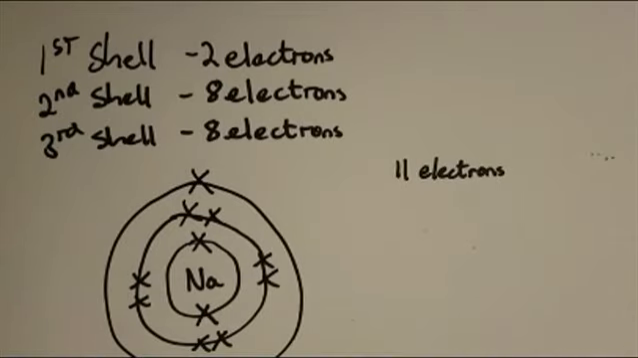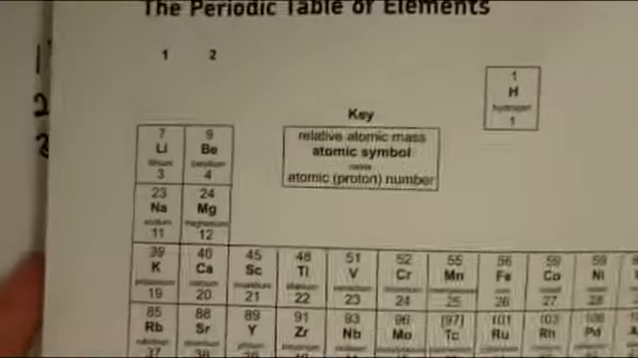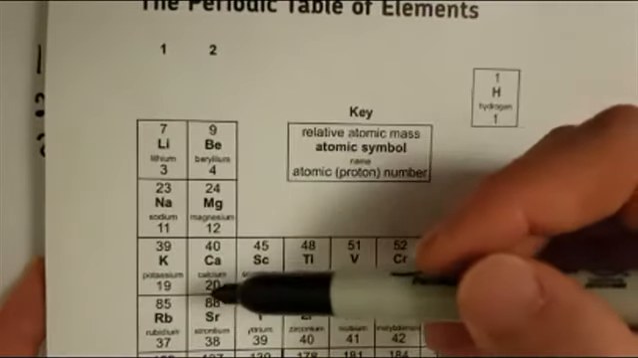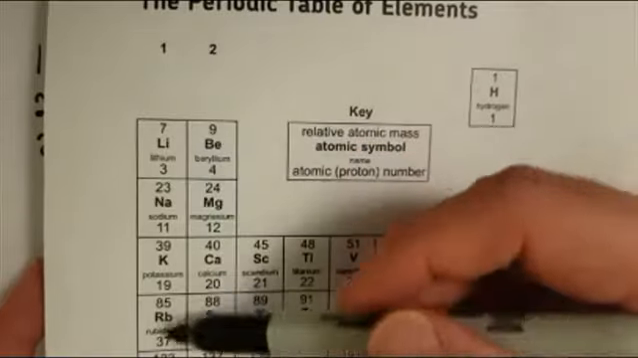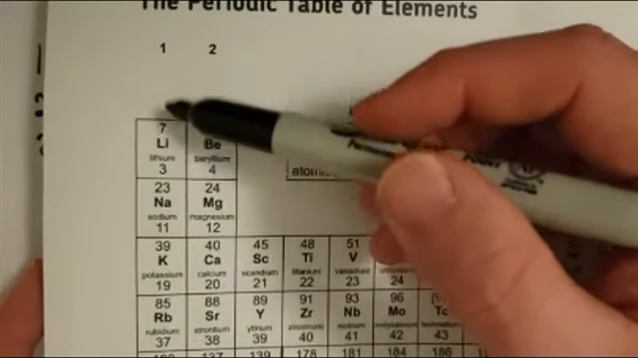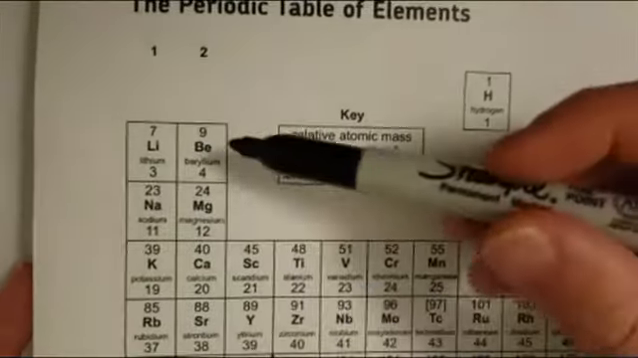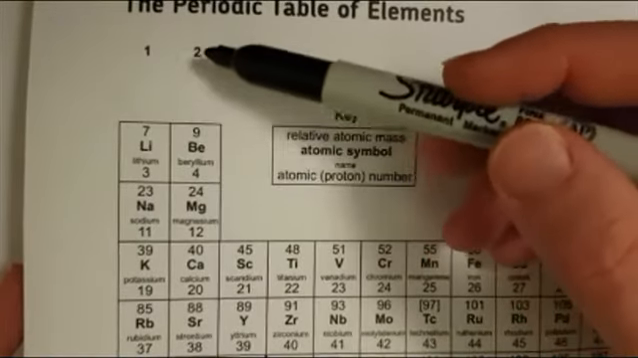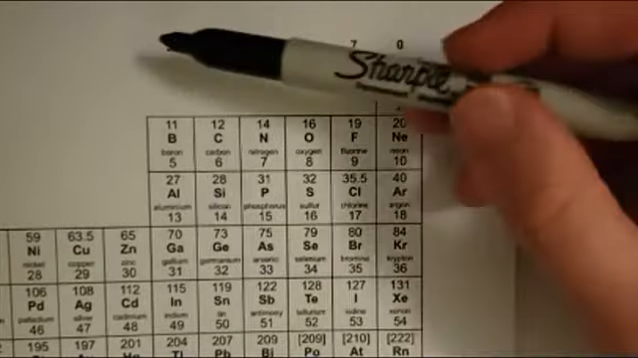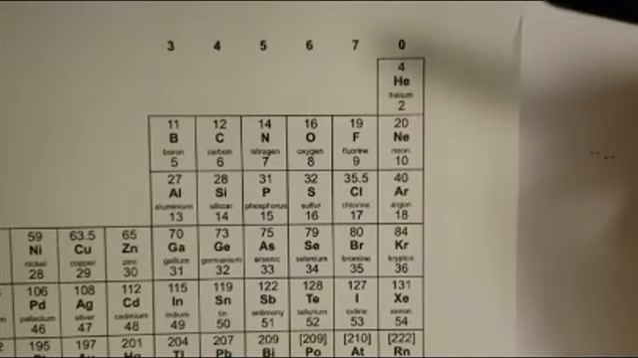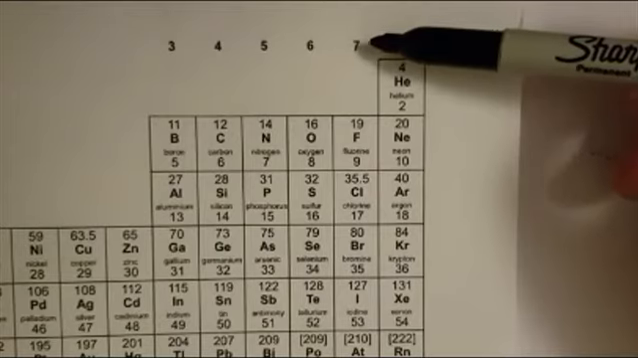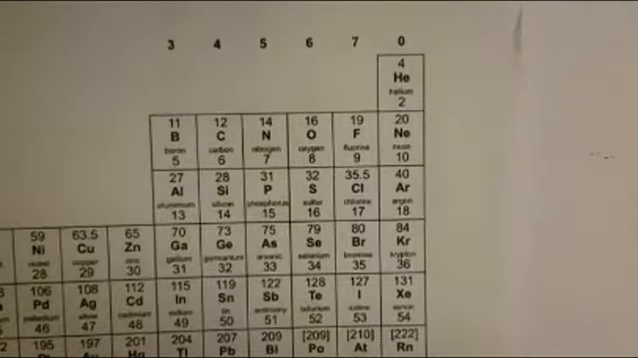Now, very helpfully, when we look at our periodic table, sodium is in group 1. So it has 1 electron in its outer shell. It's the same for all of the group 1 elements. They all have 1 electron in their outer shell. Our group 2 atoms or elements have 2 electrons in their outer shell. And it's the same for all of the groups. The number of the group tells us how many electrons are in their outer shell. For example, group 7 elements have 7 electrons in their outer shell.